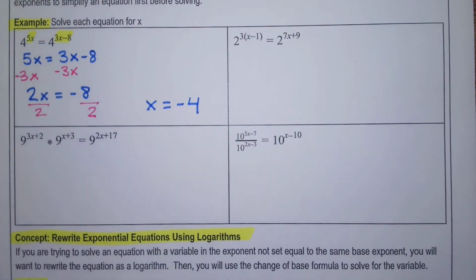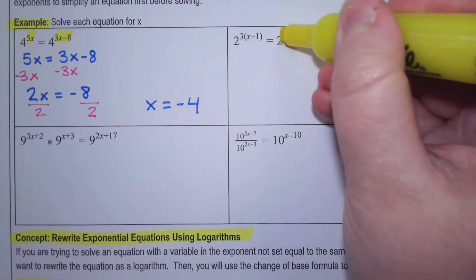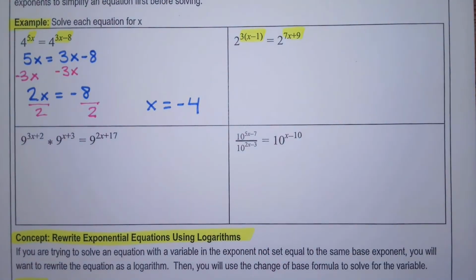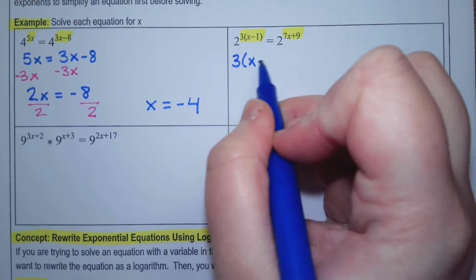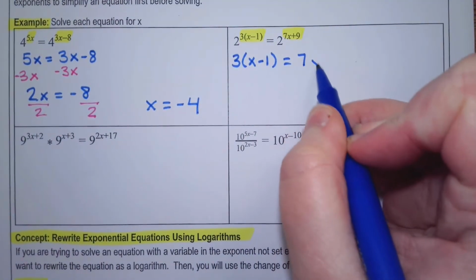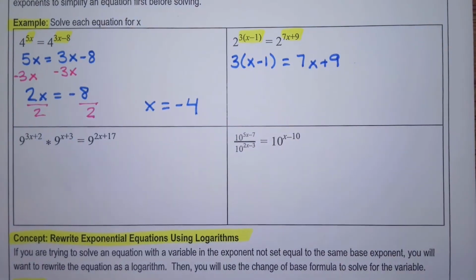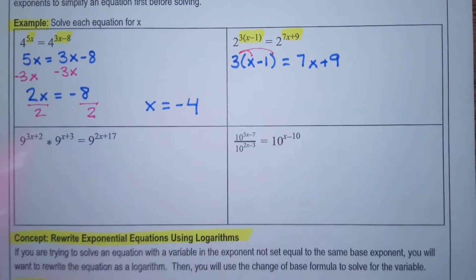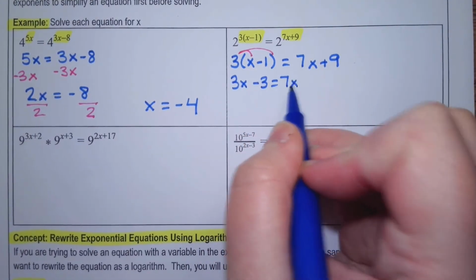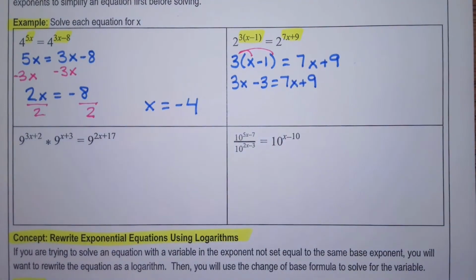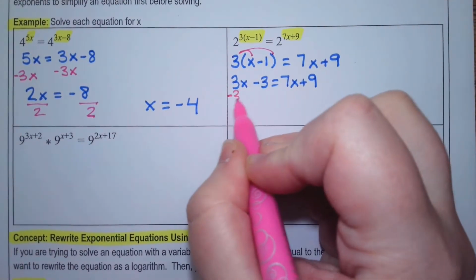So this next one, same thing. 2 to the 3 times x minus 1 is equal to 2 to the 7x plus 9. We have the same base, so we're just going to take what's in the exponent spot and set them equal to each other and solve. So 3 times x minus 1 is equal to 7x plus 9. So the first thing I'm going to do is distribute the 3. 3x minus 3 is equal to 7x plus 9. All right, I'm going to subtract the 3x.